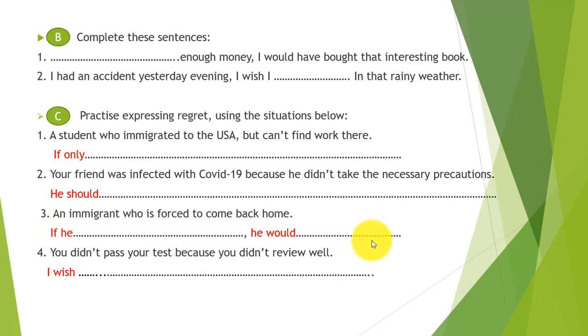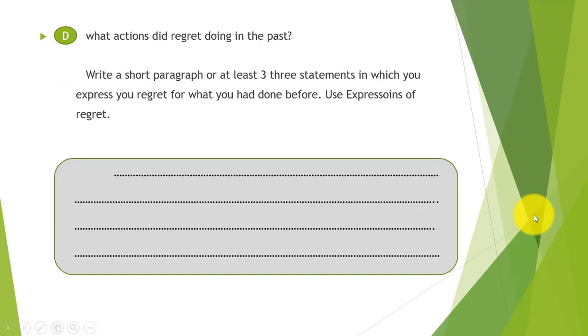Then once you finish, you move to the last activity, which is letter D. What you have to do here is write a paragraph. Let's first read the task: what actions did you regret doing in the past? You have to write a short paragraph, or at least three statements, in which you express your regret for what you had done before.